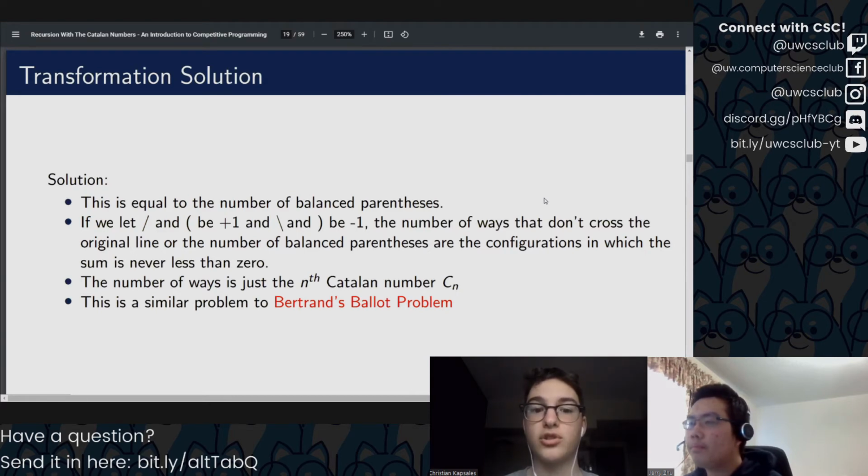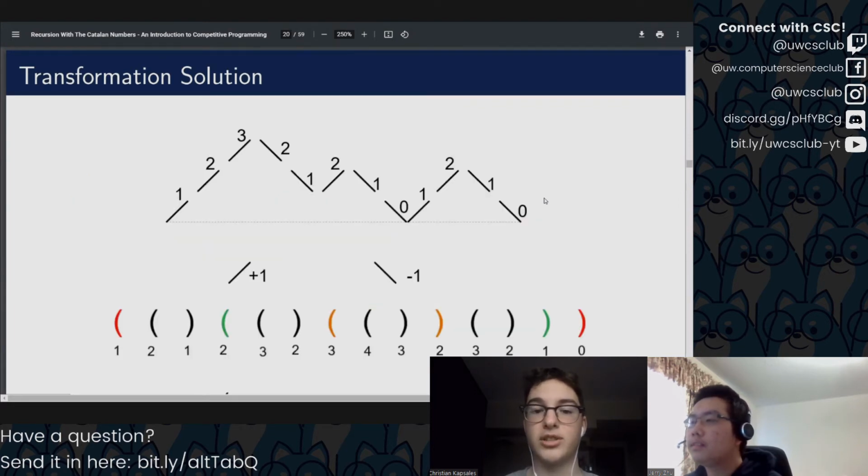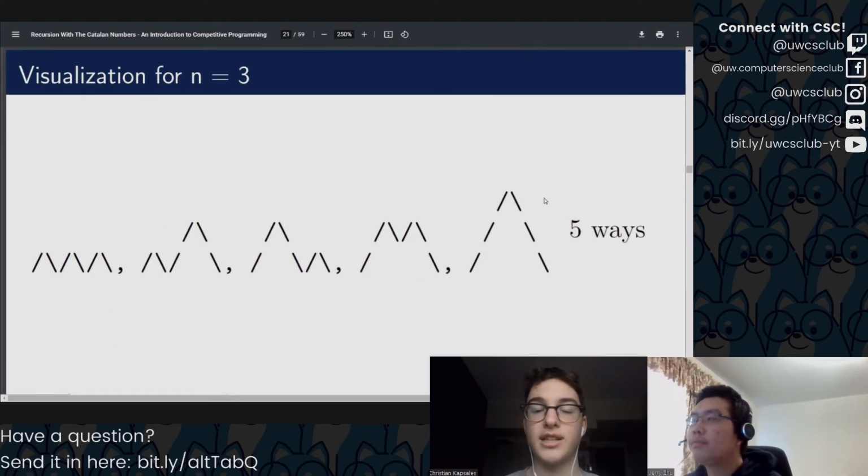And this is also similar to a problem called Bertrand's ballot problem. Here's the transformation solution shown below. And here is a visualization for when n is equal to 3, and this is just the nth Catalan number, so there are 5 ways.